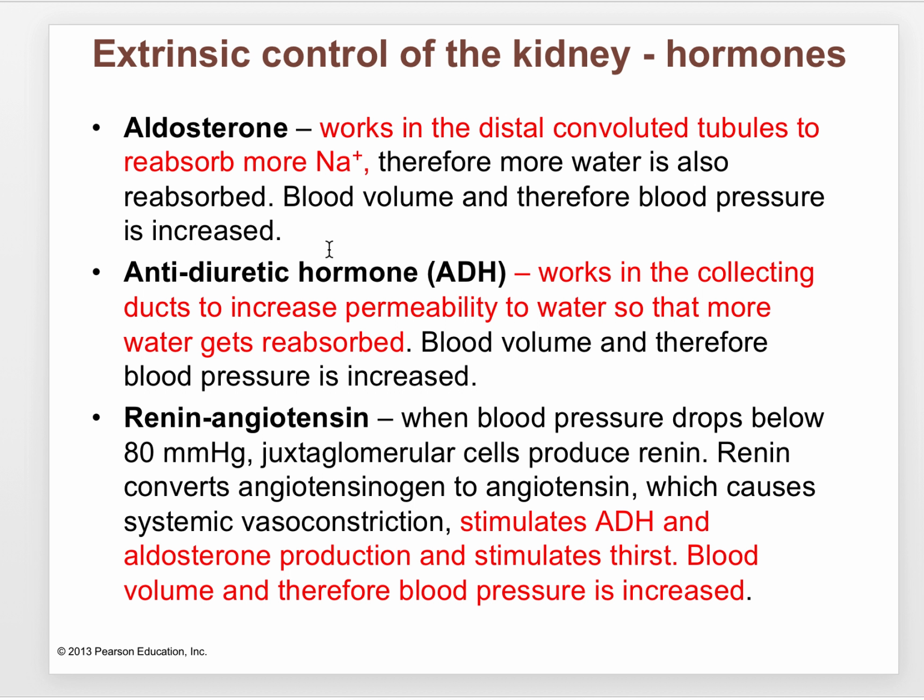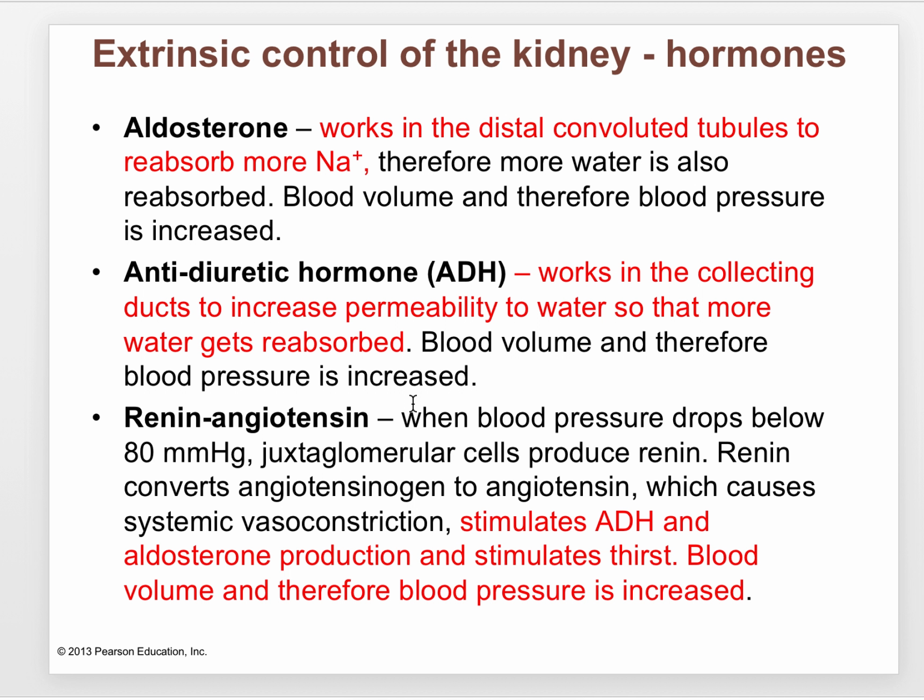The other hormone, antidiuretic hormone, remember this is produced by the pituitary gland. This works in the collecting ducts to increase permeability to water so that more water gets reabsorbed. So you have the water that's in the collecting ducts, and with ADH, more water is reabsorbed. If more water is reabsorbed from the collecting ducts back into the blood, then blood volume and therefore blood pressure is increased.